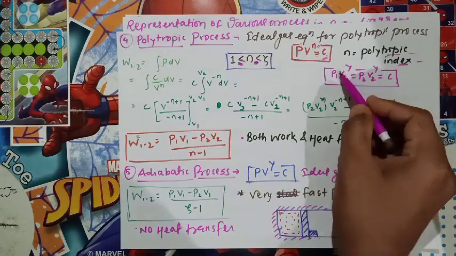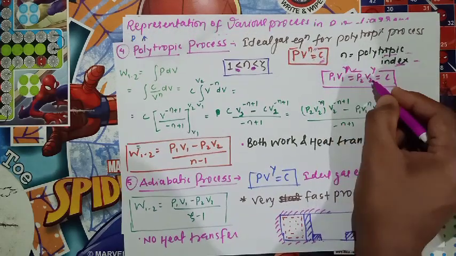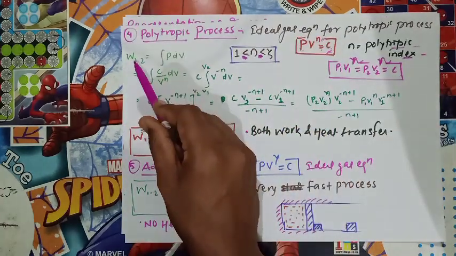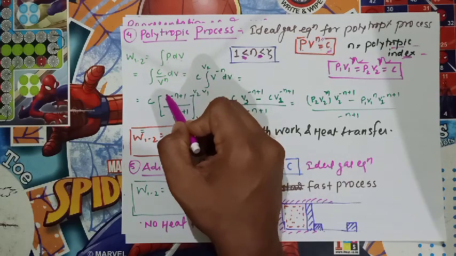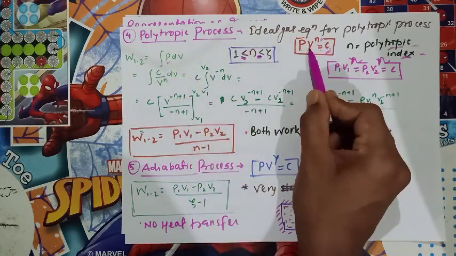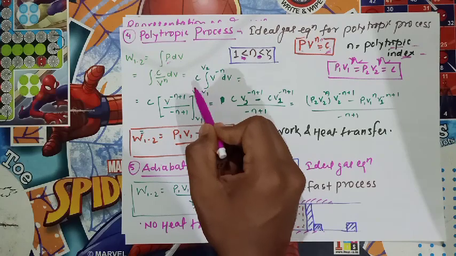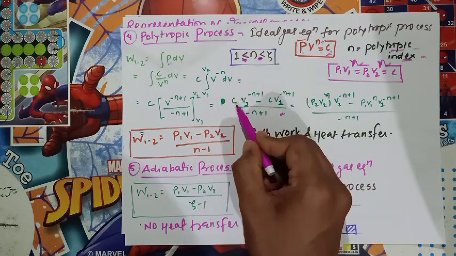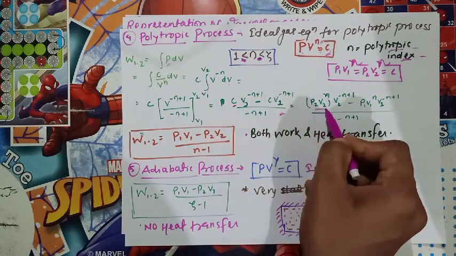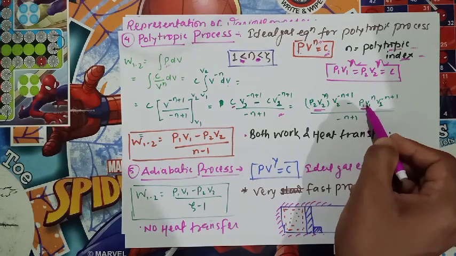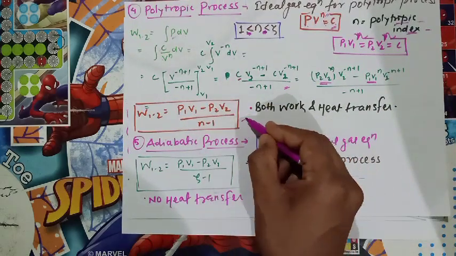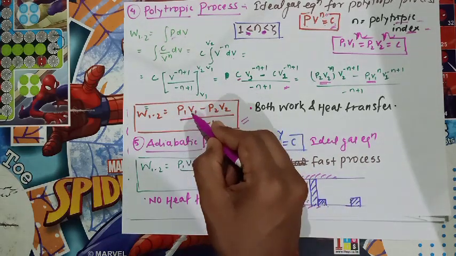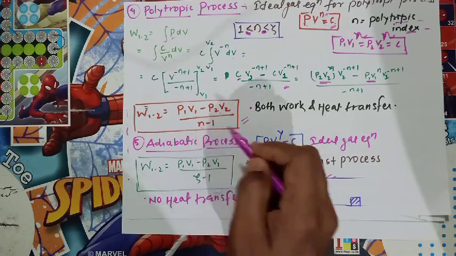So we can write P1 V1 to the power n equal to P2 V2 to the power n equal to constant. By this, let's calculate the work transfer. Integration of PdV, instead of P we can write C by V to the power n. Here taking C out, integrating V to the power minus n dV, we will get this formula. Substitute C here as P2 V2 to the power n, and here P1 V1 to the power n, and finally we will get this equation, which is highly important, that the work for polytropic process will be given by P1 V1 minus P2 V2 by n minus 1.